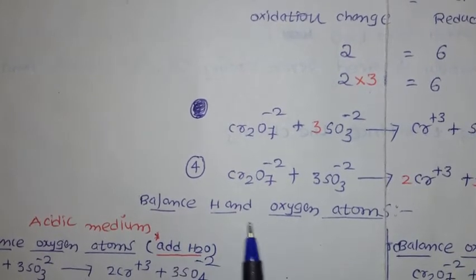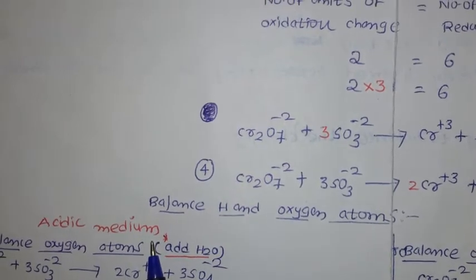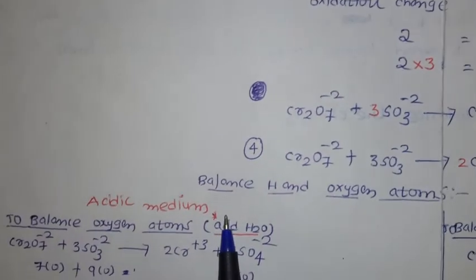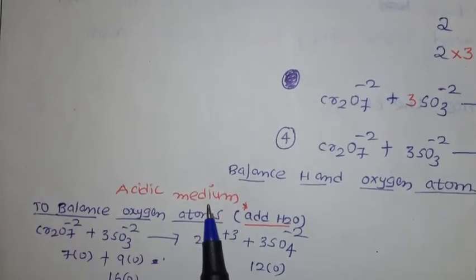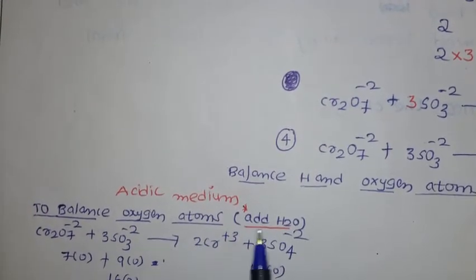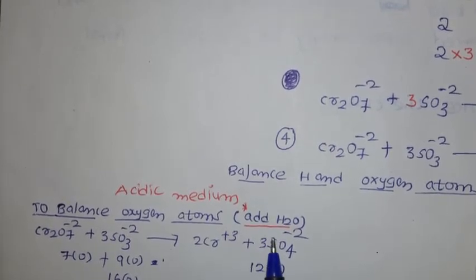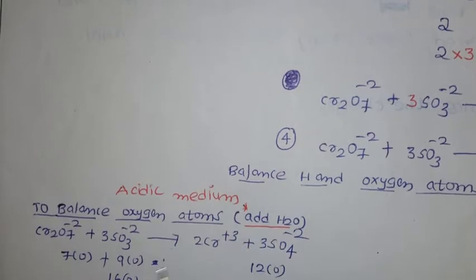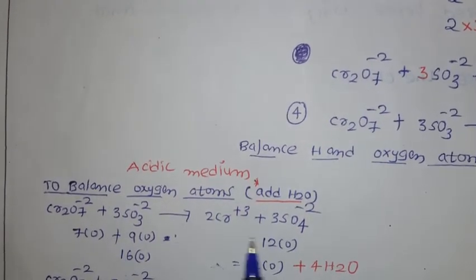For balancing the hydrogen and oxygen atoms, first you have to see in which medium. The problem already says to balance the equation in acidic medium. Importantly, in acidic medium, to balance the oxygen atoms, add H2O. Where do I have to add it? First I will see how many oxygen atoms are there on the reactant and product sides.